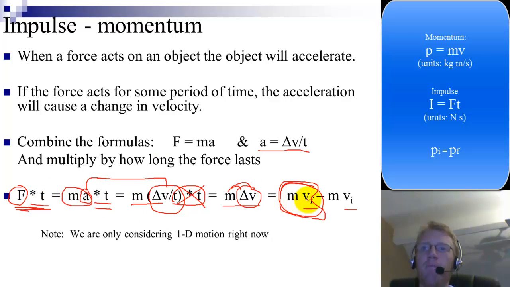And m times v, we've given it a name, and that name is momentum. So the faster something is going, the more momentum it has, or the bigger the object is, the more momentum it has. Okay. And what's causing that change in momentum? That's a force times time. So it's also nice to give this a name. So this is called impulse. And this is all typed up on the next slide, so let's take a look.